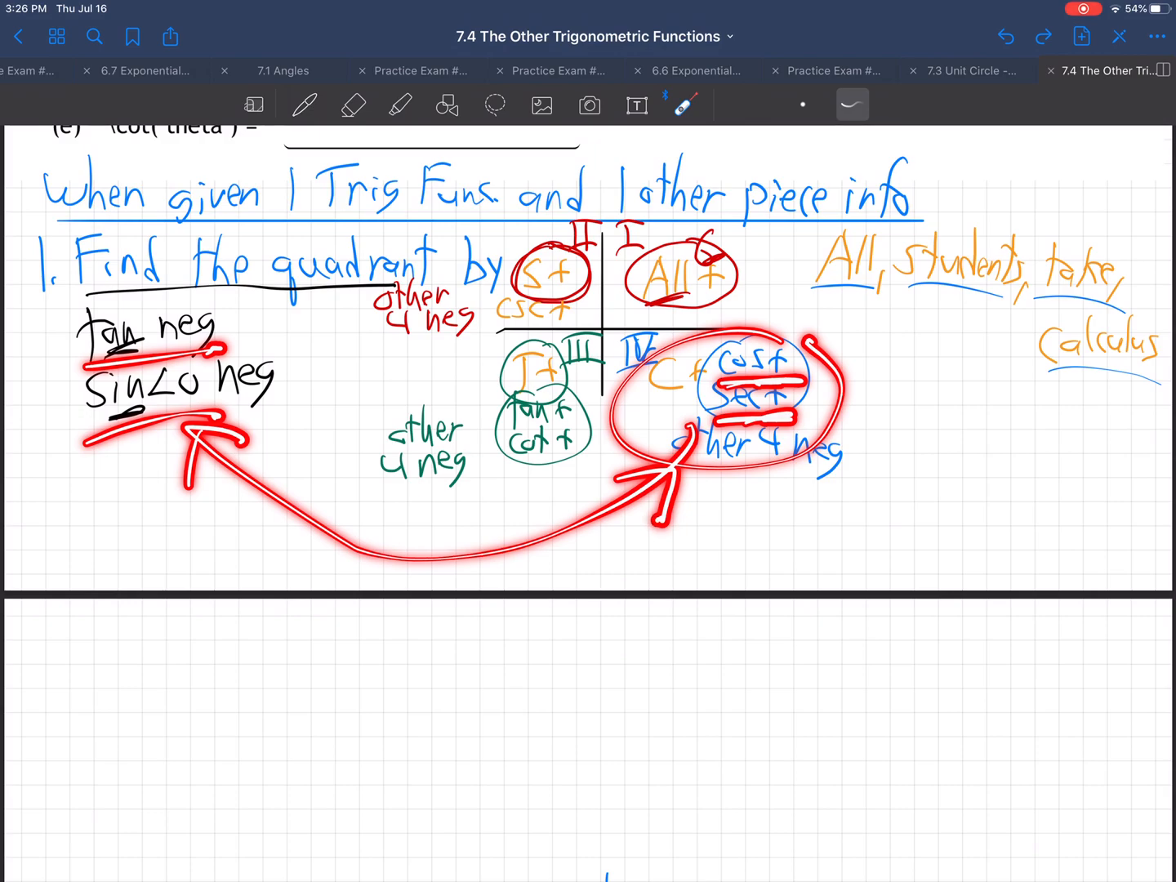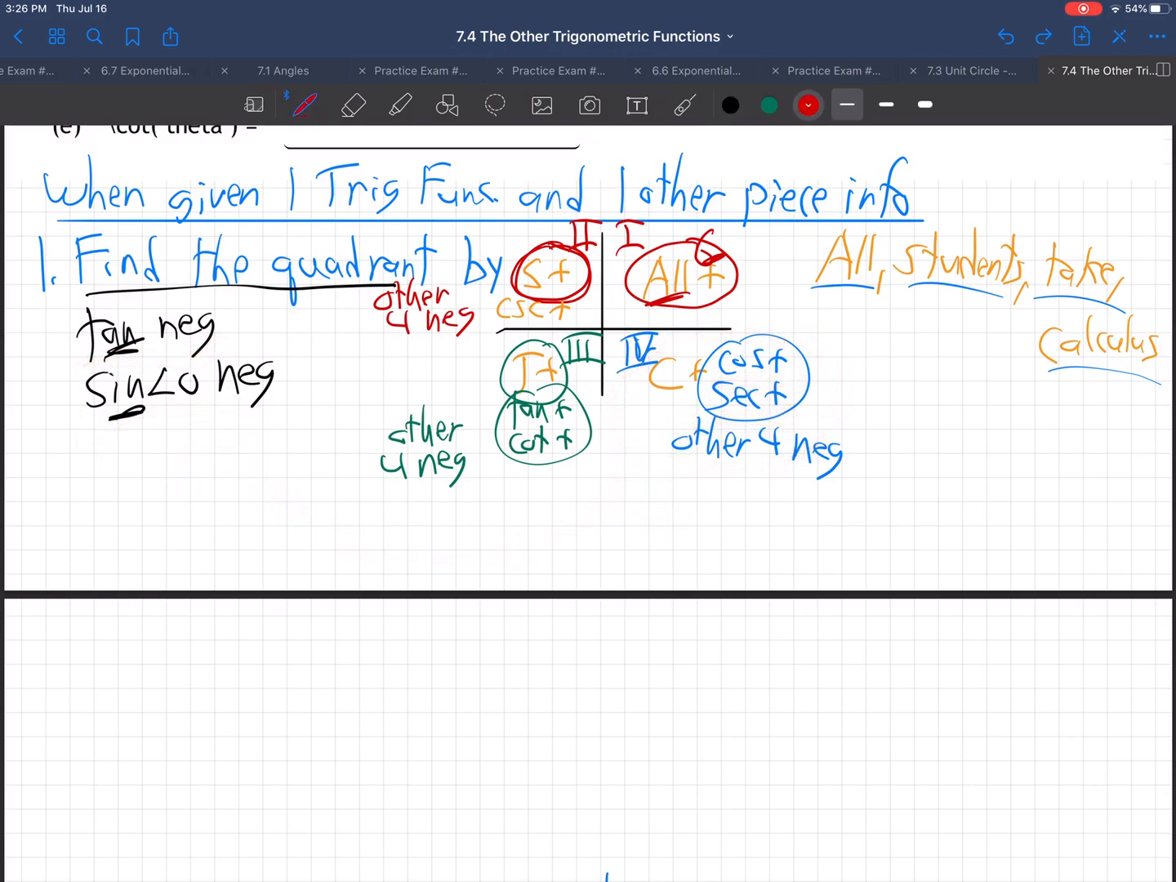For sure. So you see how we concluded that? They gave us enough information. So these things mean fourth quadrant. So that's your first step. Find out what quadrant you're in. Okay, good. So we're in the fourth quadrant. Second step.